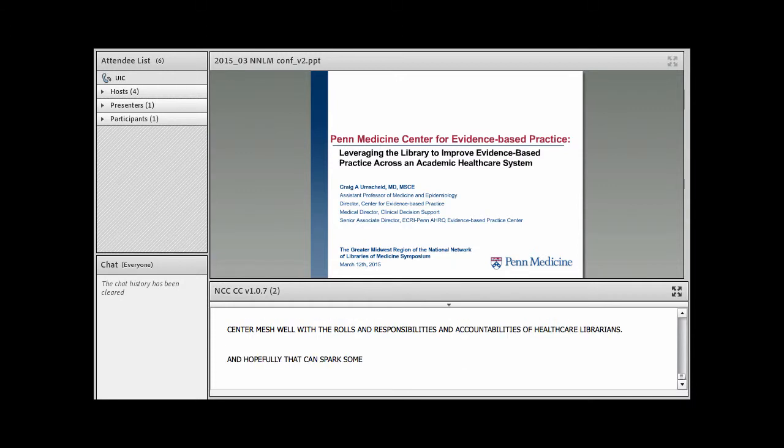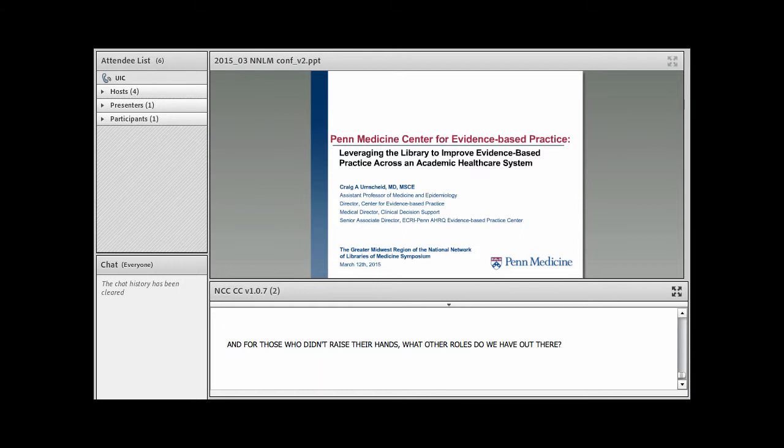Before I begin, I just wanted to get a feel for all of you in the room. How many of you, by a show of hands, are librarians? And how many of you lead or work in a medical library that's part of a healthcare organization, like a hospital or a set of clinics? Okay. And for those of you who didn't raise your hands, what other roles do we have out there? Academic Health Center. Academic Health Center, sure. State Library. State Library. All right, great. So I hope this will be relevant for all of you in the room.